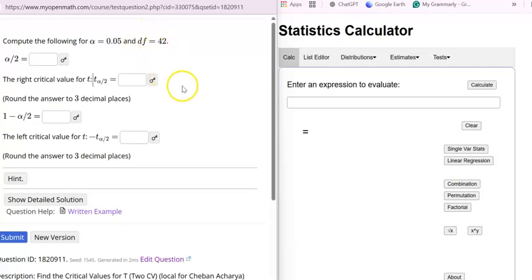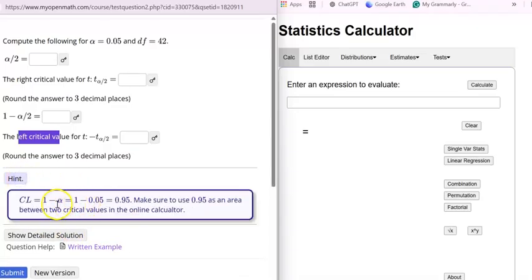But this is the tricky question. It doesn't give you area directly, but notice that if you have critical values, in this case there are two values, right critical value and left critical value, there is an area in between these two critical values, so you have to find that. To find the area between these two critical values that we are looking for, let me show you, you got to do 1 minus alpha.